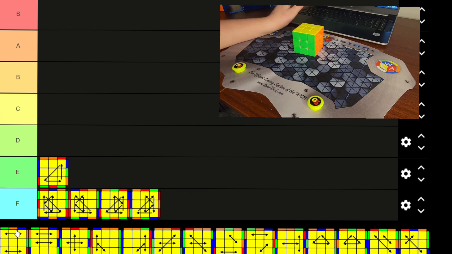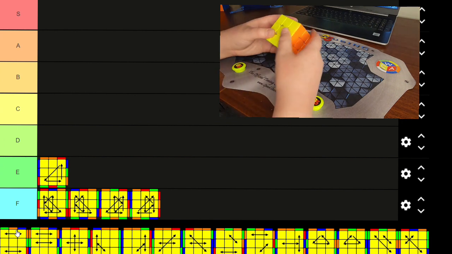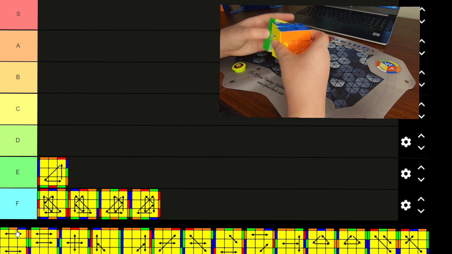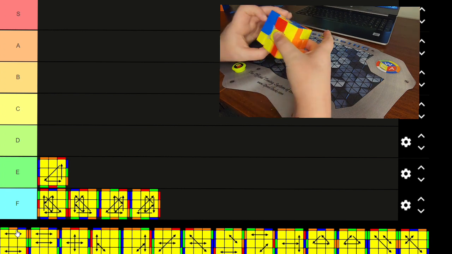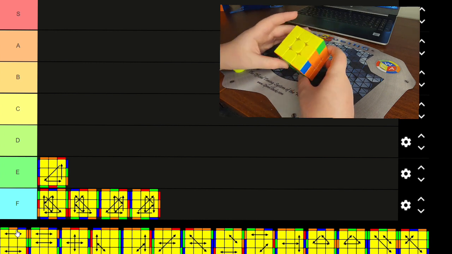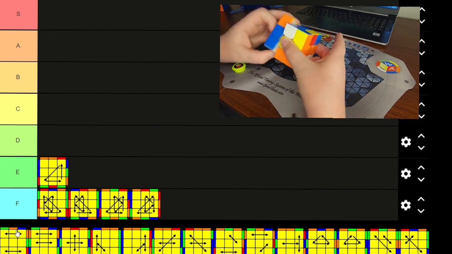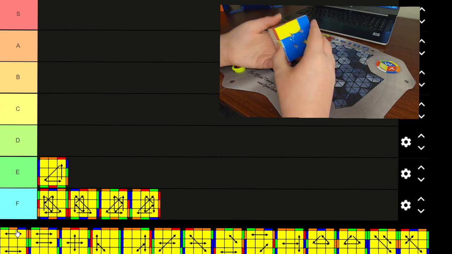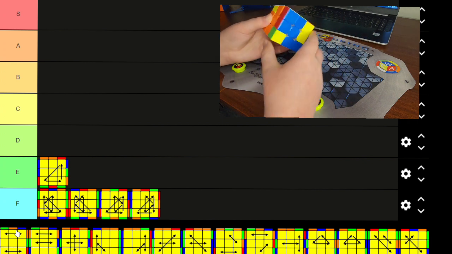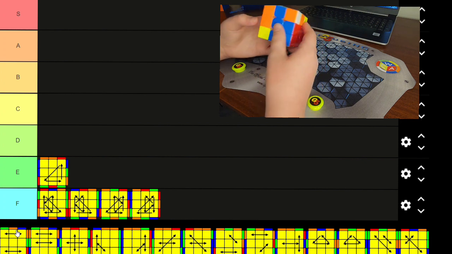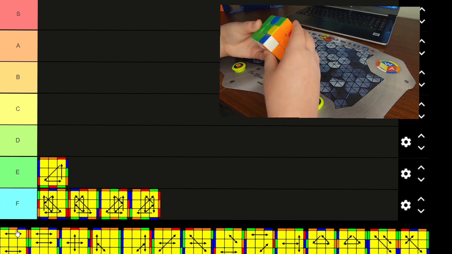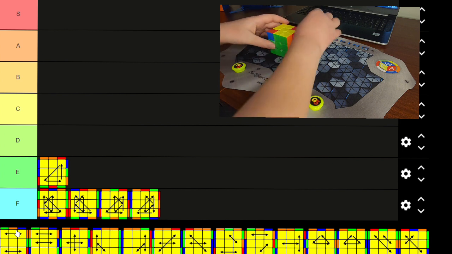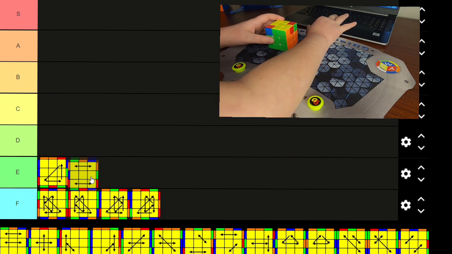Okay, E perm. I like the concept of it, but the algorithm itself isn't that great for me. Like, I think I can do an E perm right now. Okay, yeah, there it is. I just did an E perm. Honestly, I wasn't sure if I could do that. Okay, yeah, see, I just messed it up. Otherwise, I probably wouldn't have gotten that. So, I don't like E perms that much, so I'm gonna put E perm in E tier.